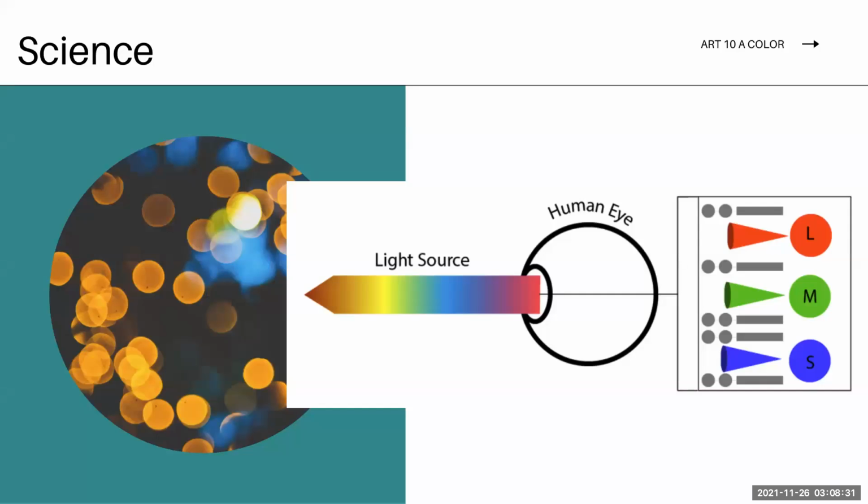The science to seeing color is that our eyes have rods and cones, and our cones, we have three specifically that can understand color. The L cones can pick up red, the M cones pick up green, and the S cones pick up blue. So when a light source shines into our eye, these are the mechanisms that tell our brain what colors we see.